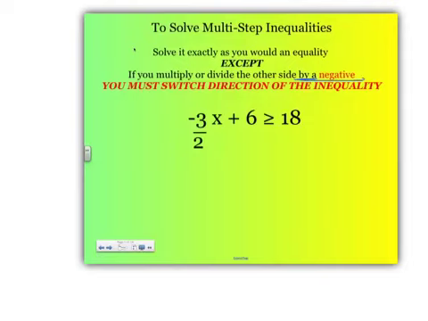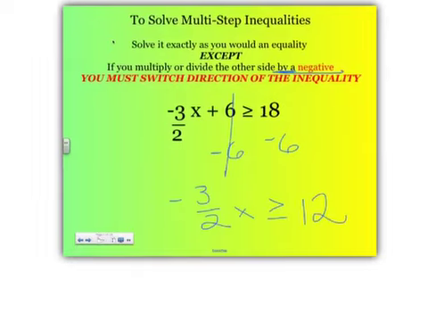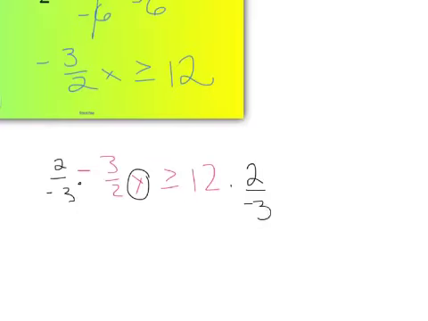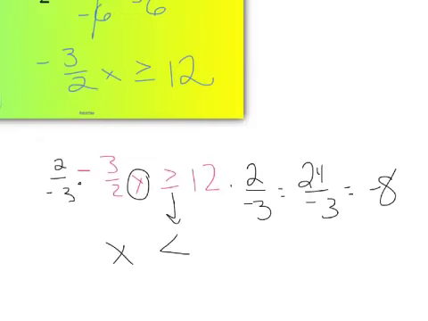So the first step, if this was a regular equation, would be to subtract 6 on both sides. So I would end up with negative 3 halves x is greater than or equal to 12. And since I get there, I now know that I need to multiply by this reciprocal in order to isolate x. So if I do it to one side, I'll have to do it to the other as well, which will be 24 over negative 3, which will be negative 8, meaning that x is less than or equal to, because I multiplied the other side by a negative, negative 8.